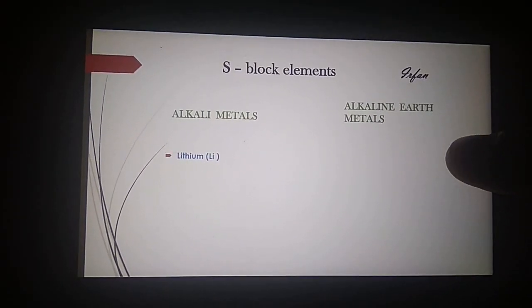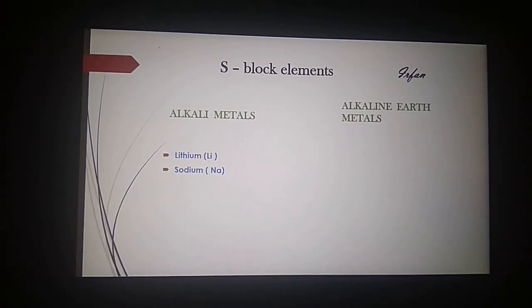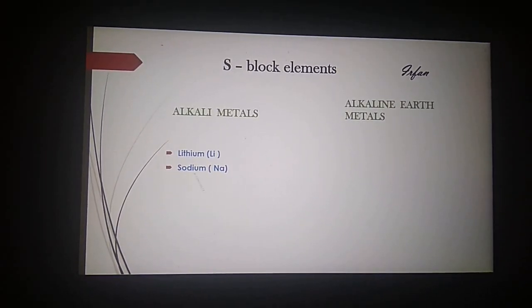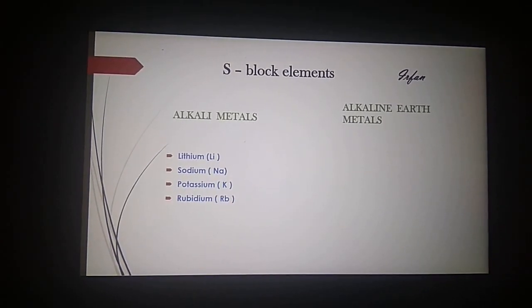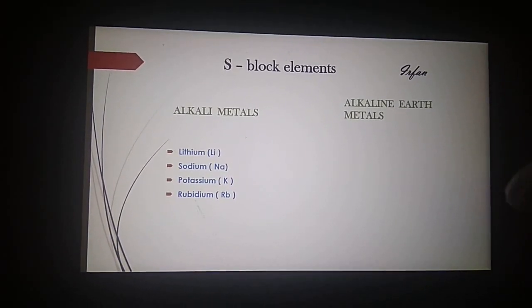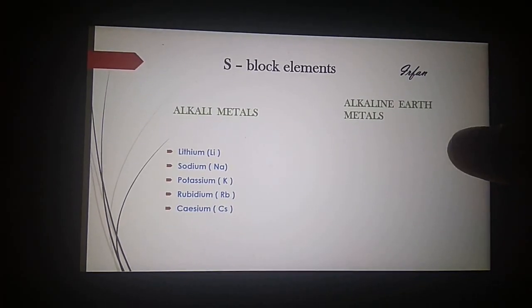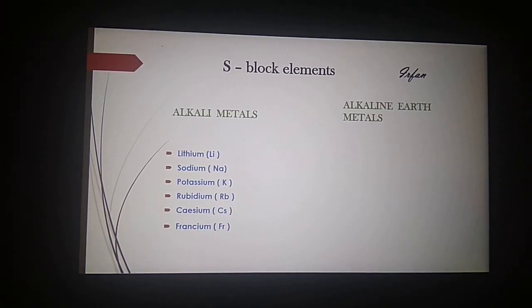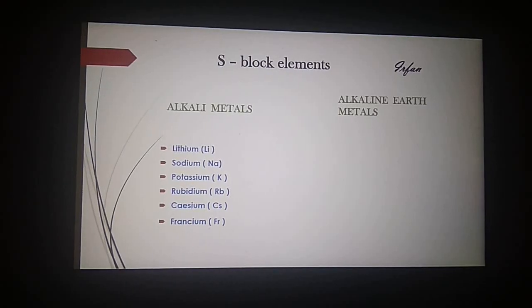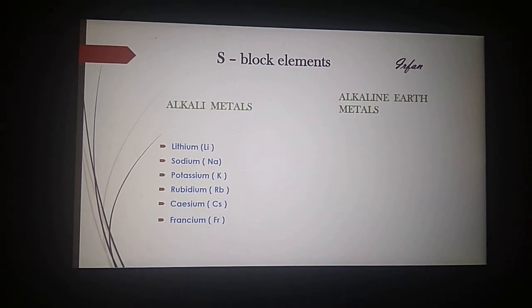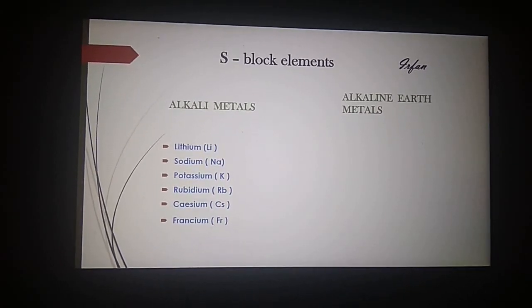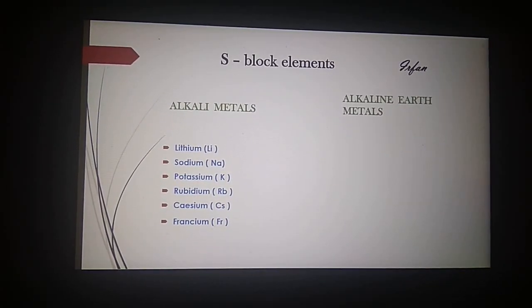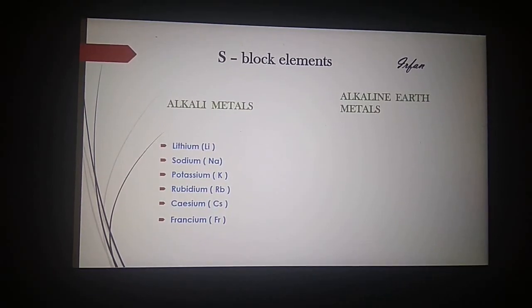Lithium, sodium, potassium, rubidium, cesium and francium. So all these elements belong to group 1. So the group 1 elements are called alkali metals.